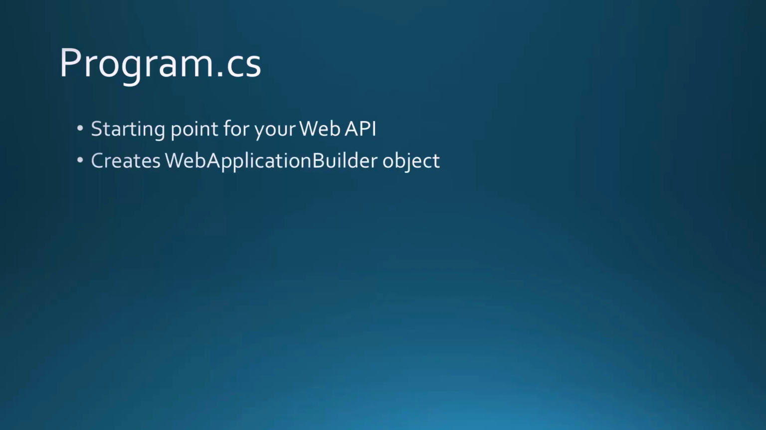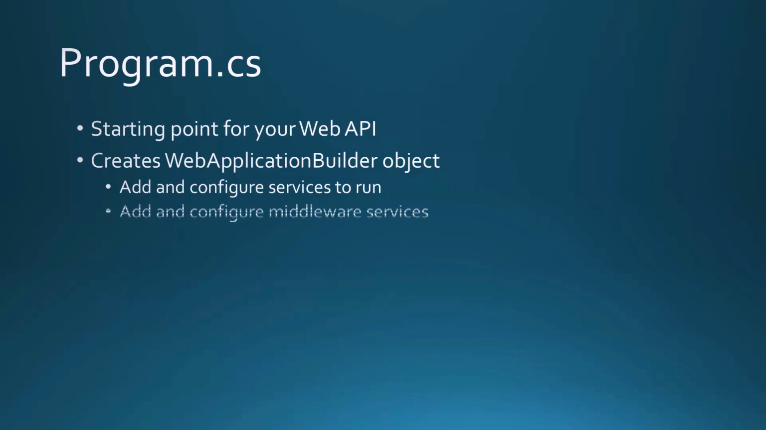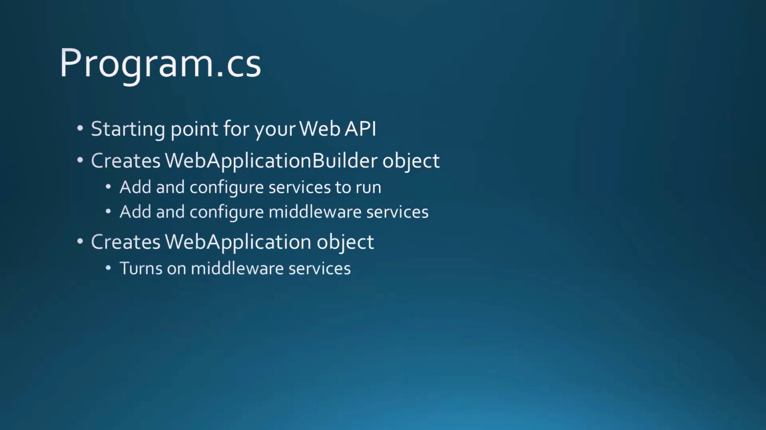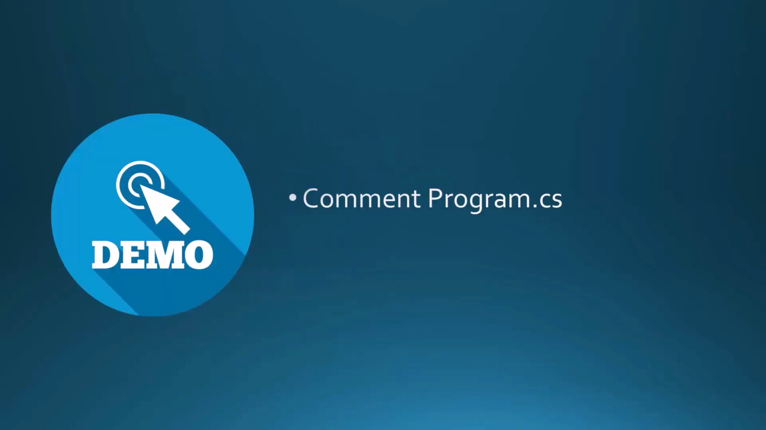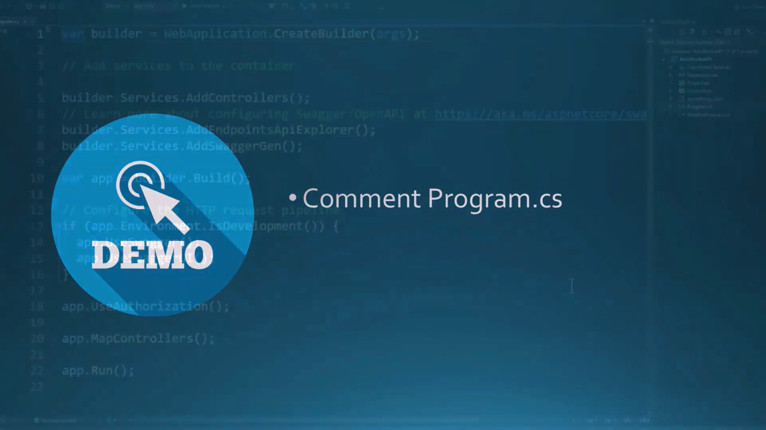Now, Program.cs is the starting point for our web APIs. It creates what's called an application builder object, and this object is used to add and configure services that you want to run, and it helps you add and configure middleware services as well. Then it creates a web application object that turns on the middleware services that you've added and runs the application. The problem is Microsoft doesn't do a very good job of documenting program.cs, so let's go in, take a look at these various things that it does, and then comment it.